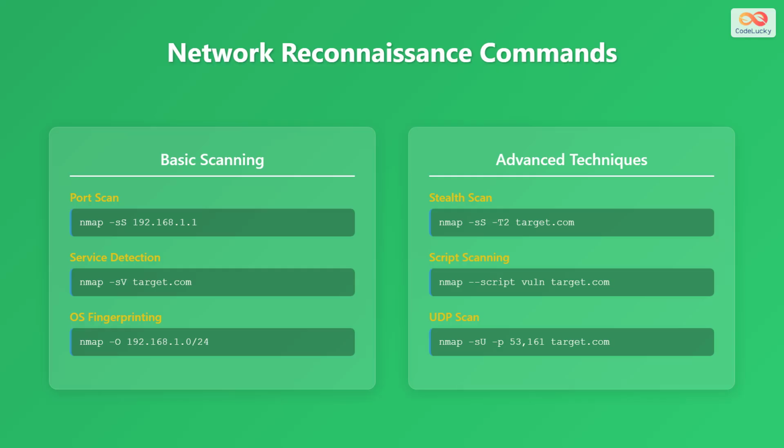Advanced techniques provide more sophisticated reconnaissance capabilities. The nmap -sS -T2 command performs a stealth scan with slower timing to avoid detection by security systems. Script scanning, using nmap --script vuln, runs vulnerability detection scripts against targets. Finally, nmap -sU -p, followed by specific port numbers, performs UDP scanning on commonly targeted ports like 53 for DNS and 161 for SNMP.